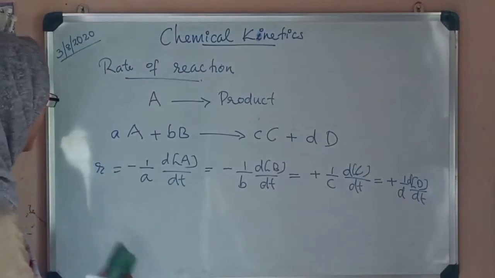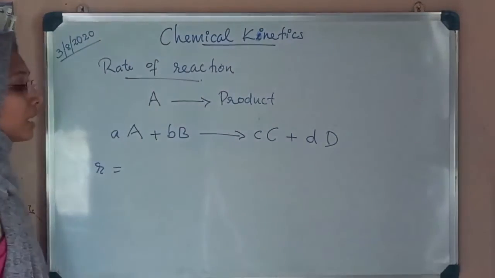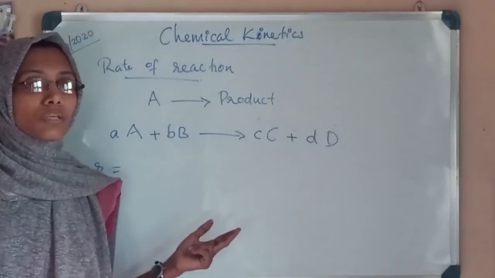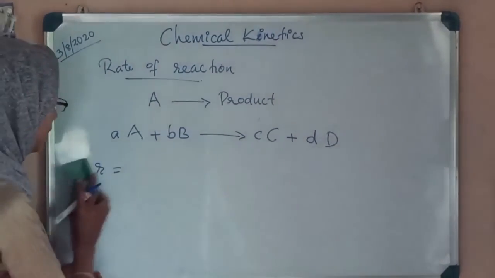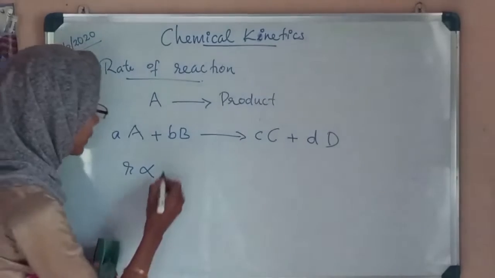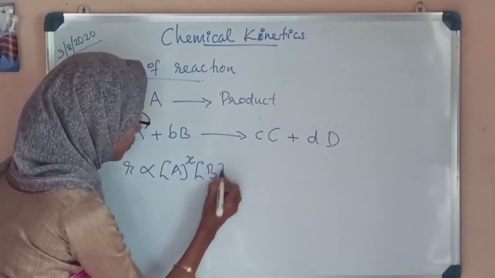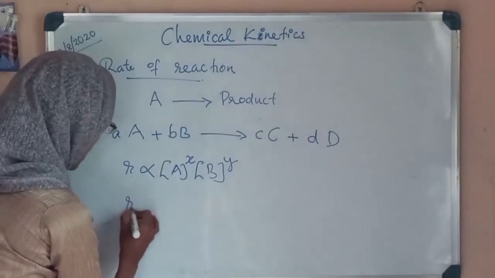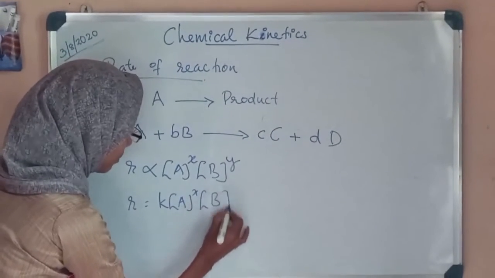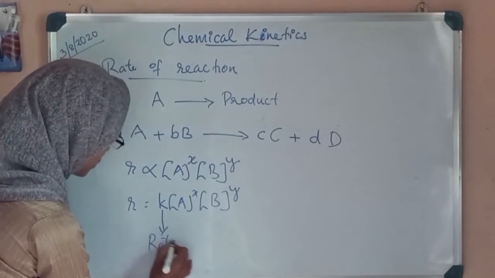This is the rate of the reaction in terms of the decreasing concentration of the reactant or increasing concentration of products C and D. But according to the law of mass action, the rate of a reaction is proportional to some powers of the molar concentration of the reactants. That is, rate is proportional to [A] raised to x and [B] raised to y. That is, R is equal to K into concentration of A raised to x into concentration of B raised to y, where K is known as the rate constant of the reaction.